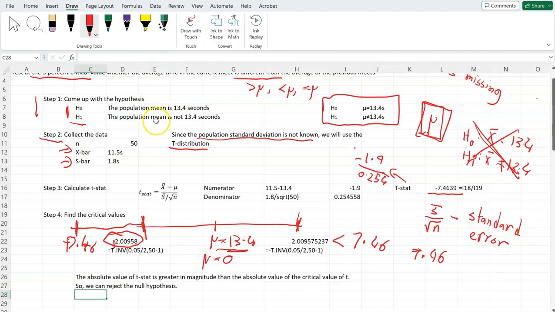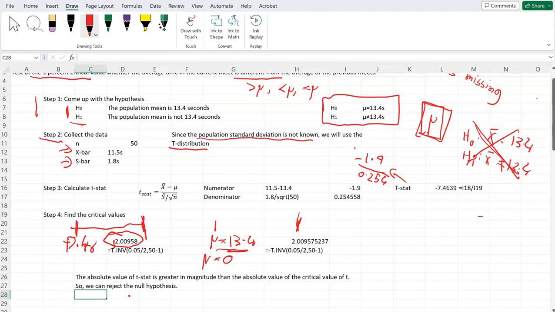So after we find the critical values, this is what we can write. We can say that, consequently, because the critical value of t is less than 7.46, we can reject the null. Now, this is one way of finding whether the null hypothesis is rejected or not.